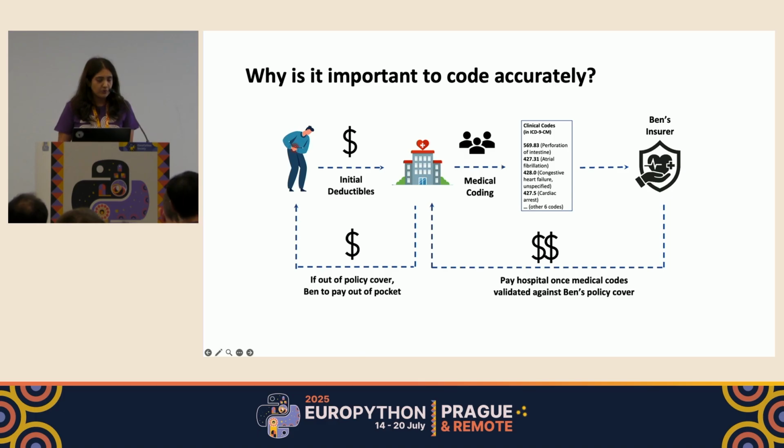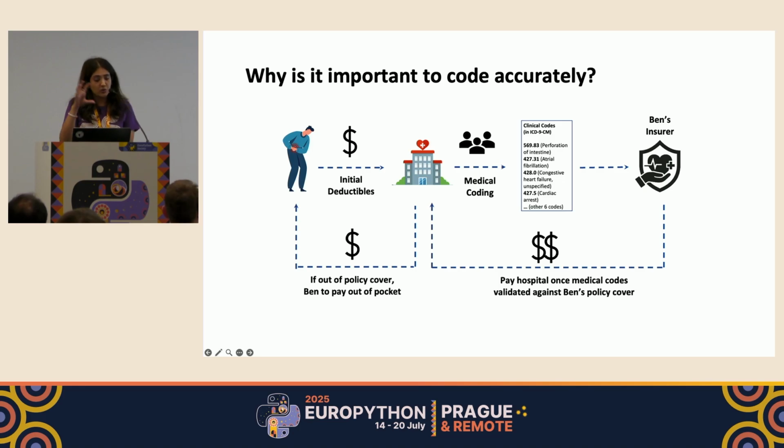Now coming to the big question: why is it even important to code accurately? I'll walk you through what happens regarding the finances, who is paying for what, and why it is important for us to look at medical codes and to be able to code accurately. So when Ben visited the hospital, he paid some initial deductible, maybe or maybe not. It could also just be a free admission. Then in the hospital, a team of medical coders would convert the charts to codes, and send that to the company that Ben has his insurance with. The insurer would then validate those codes against Ben's policy cover.